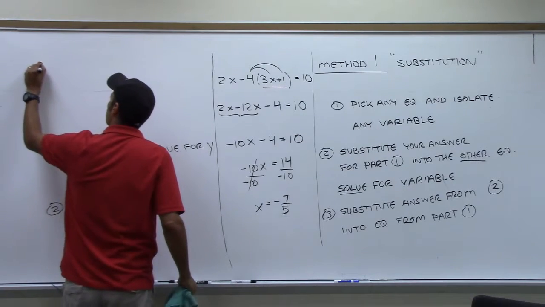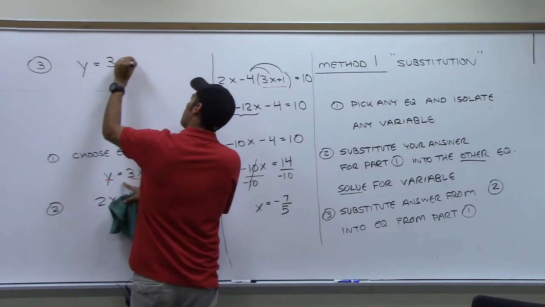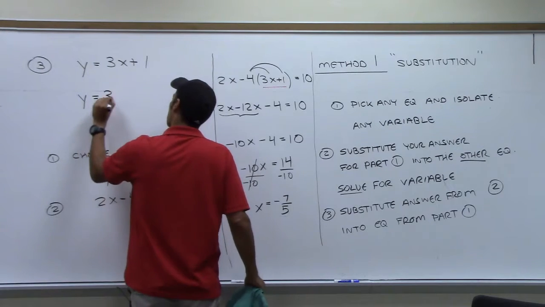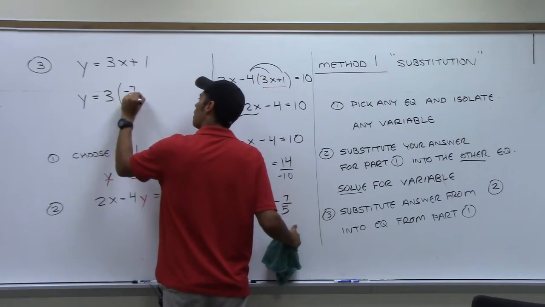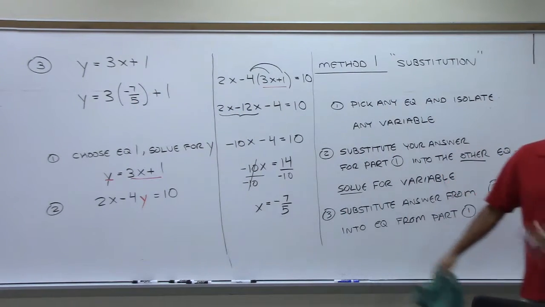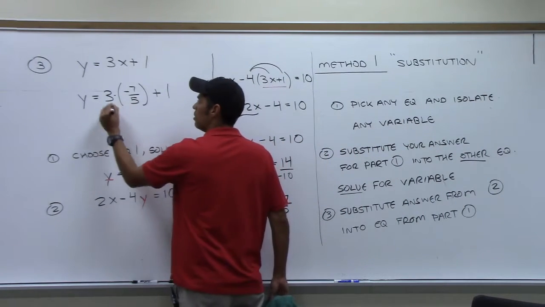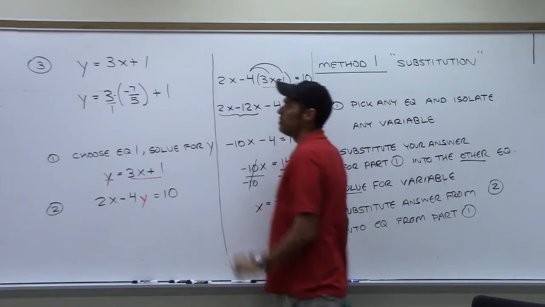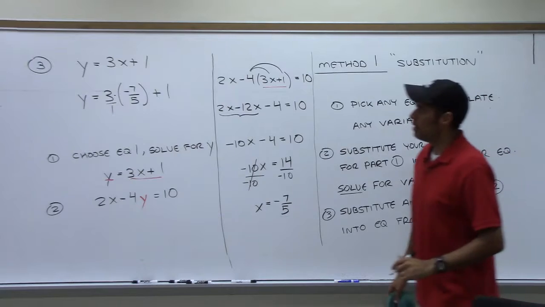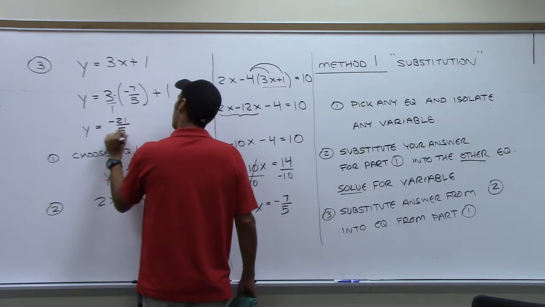My third step is to take this equation from part one and replace that x with negative 7 fifths plus 1. And now we need to actually figure out what that is. So order of operations, we do this multiplication before the addition. That's a fraction, 3 over 1 times negative 7 over 5. So you multiply fractions straight across, right? Negative 21 over 5 plus 1.